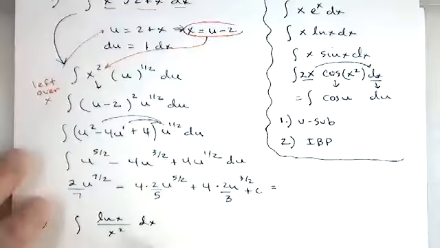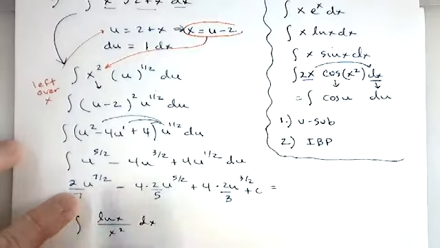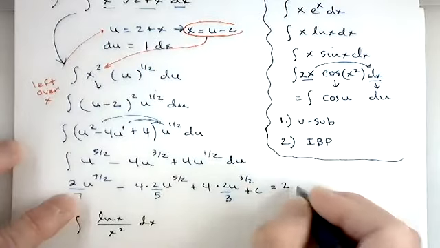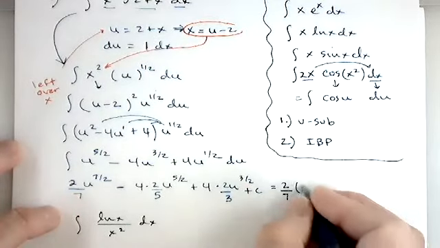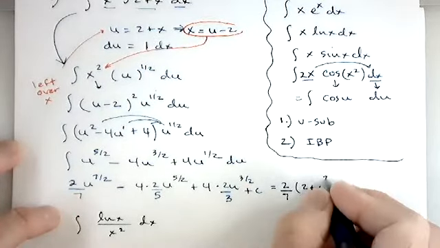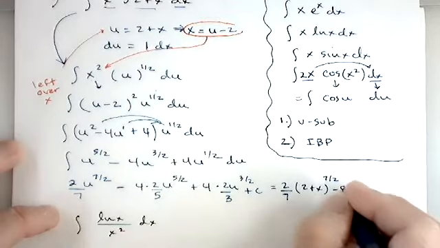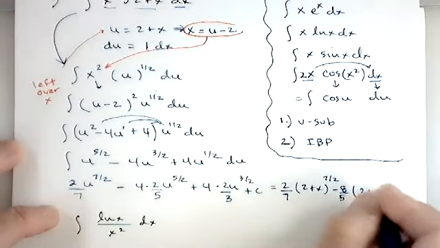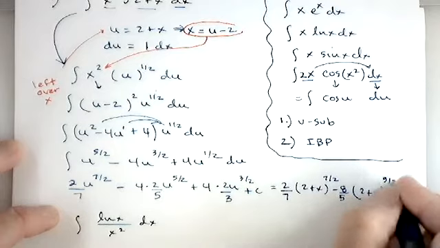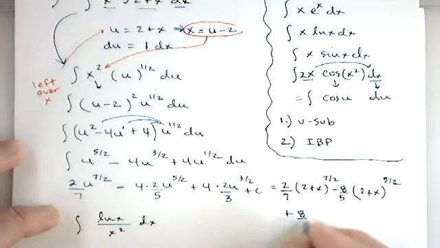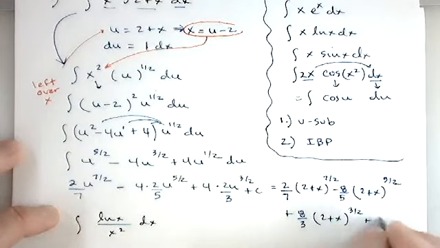And then your last bit would be substituting back in what your original choice for u was, which was 2 plus x. So I'm going to have 2/7, 2 plus x to the 7/2. And we'll simplify along the way. 4 times 2/5 is 8/5. That'll be to the 5/2. And then this is 8/3. Plus a constant.